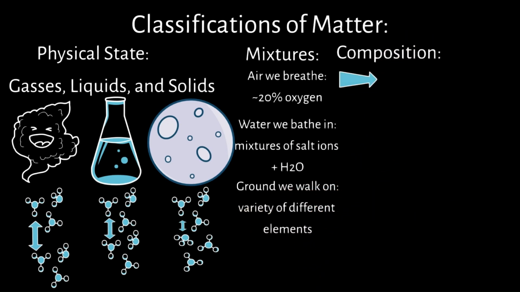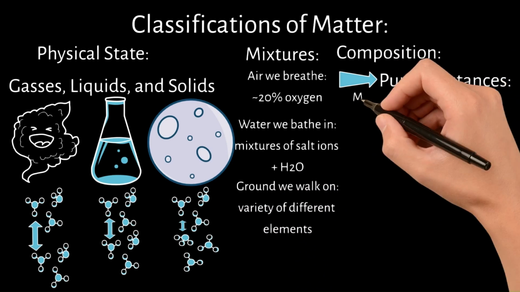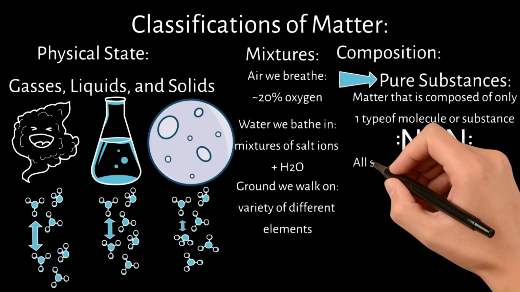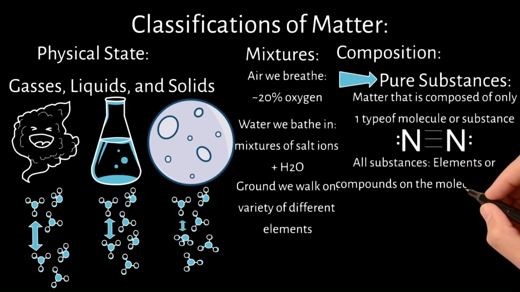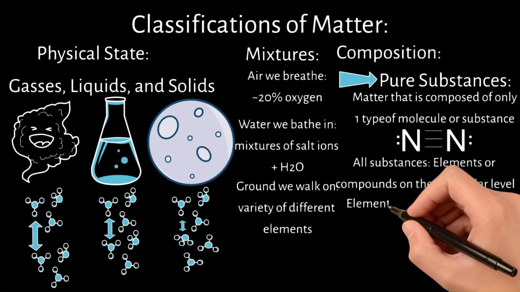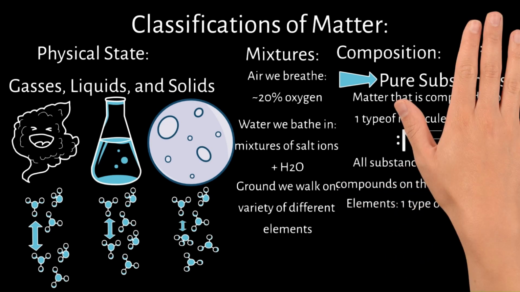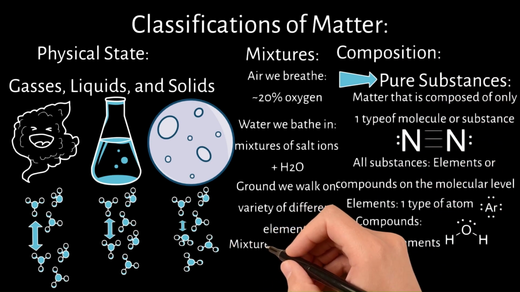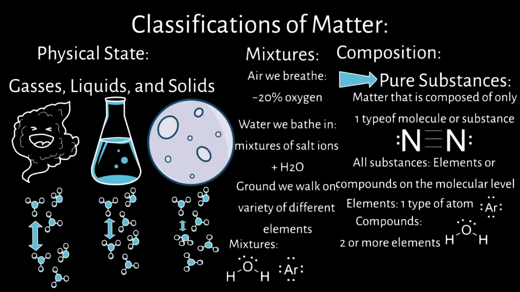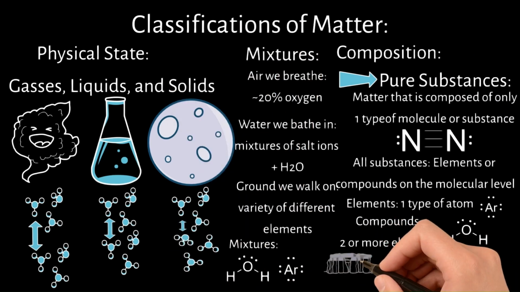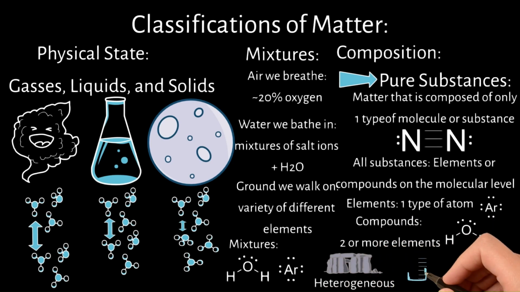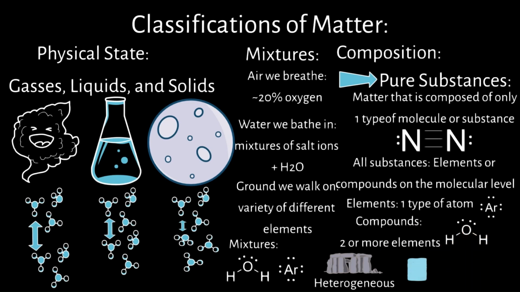However, we can isolate mixtures into pure substances, which is matter that is composed of only one type of molecule or substance. All substances are either composed of elements or compounds on the molecular level. Elements are composed of only one type of atom, and compounds have two or more element atoms. Mixtures can contain more than one type of compound or element. The mixtures that vary in consistency, such as stone, are called heterogeneous mixtures, and mixtures that have a uniform composition, such as air and water, are called homogeneous mixtures or solutions.